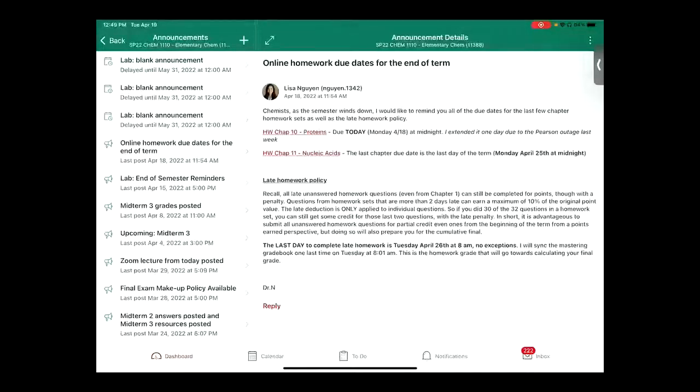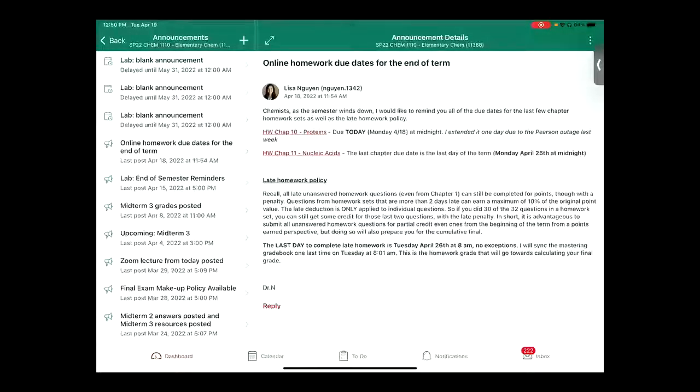The last day that I will allow late homework to be turned in is Tuesday at 8 a.m. All right, I need to submit and sync the grade book with Pearson one last time, and I plan to do that on Tuesday morning.